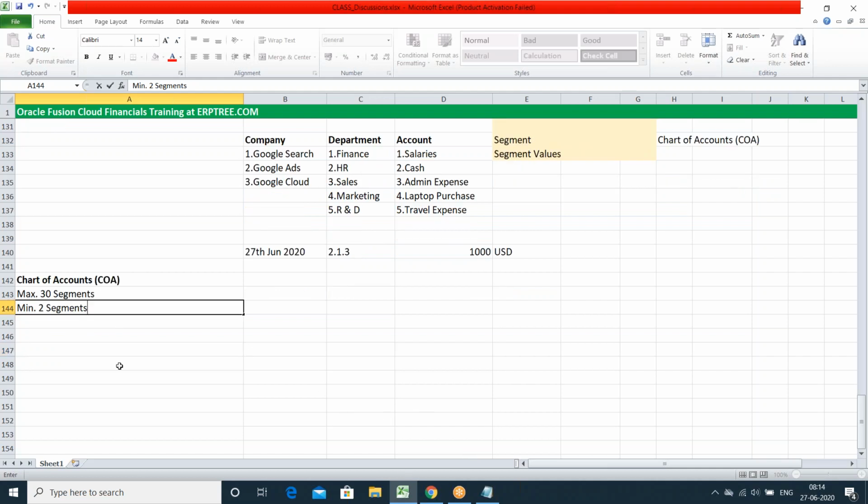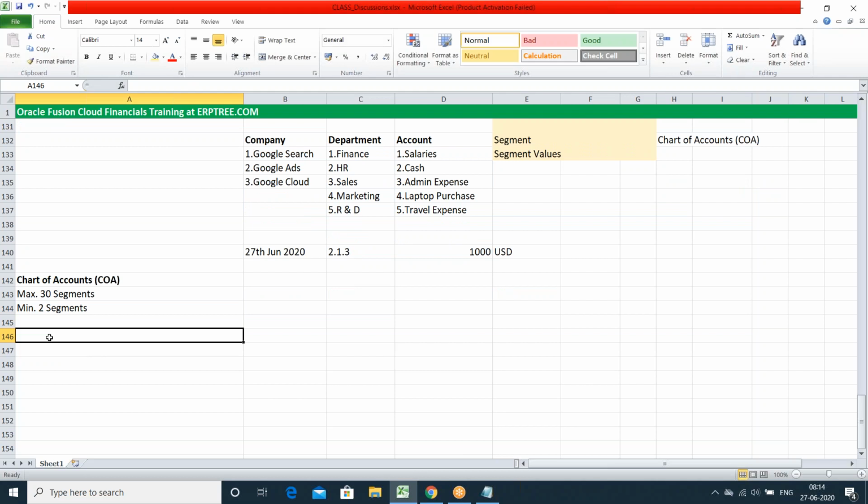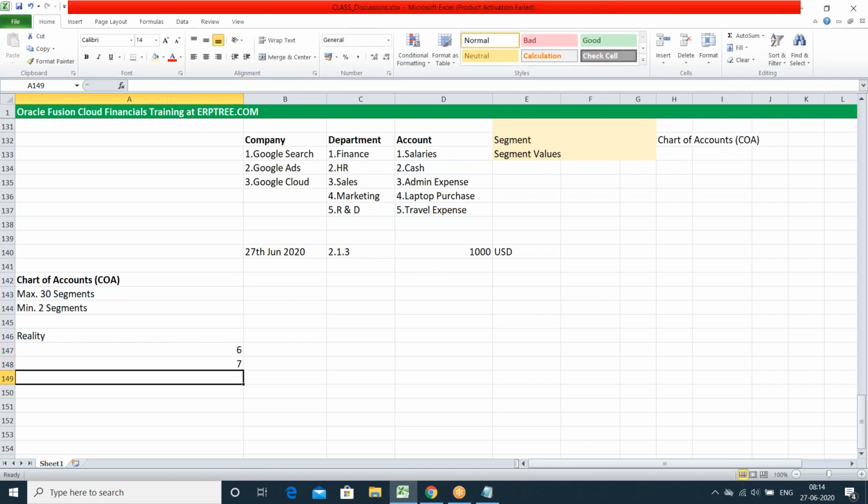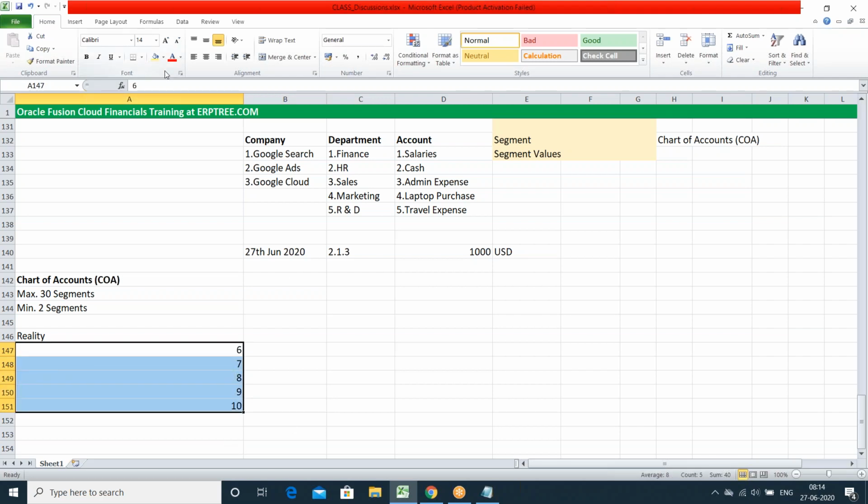And the reality when you do the implementation for clients: how many segments do we create? In real implementations, you can see maybe 6 segments or 7 or 8 or 9 and maybe 10. If somebody is going to use more than 10, that is not a great practice.